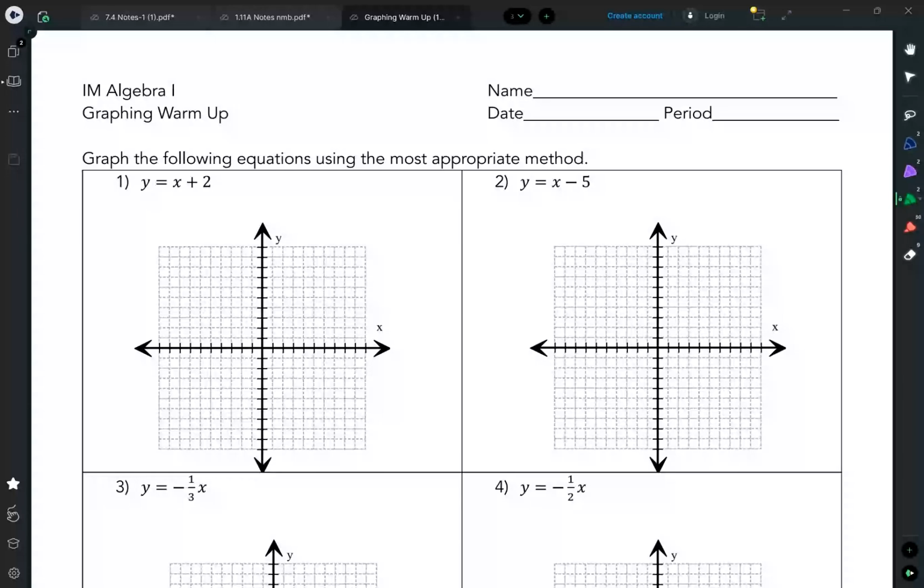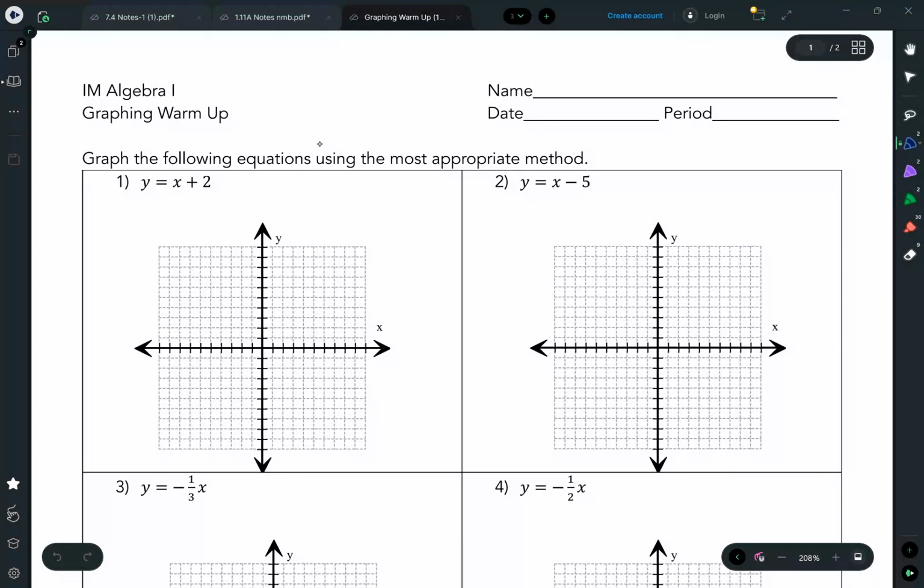Hello class, this is Algebra 1 and we're looking at a review warm-up. We're looking at graphing. So we're going to start out by graphing in slope-intercept form. Slope-intercept form is the form that we're probably most familiar with, and that is y equals mx plus b.